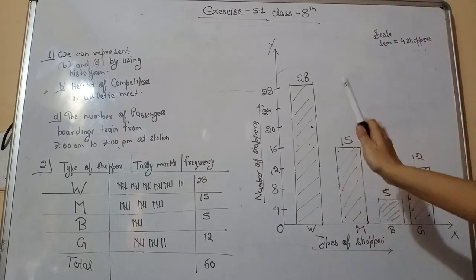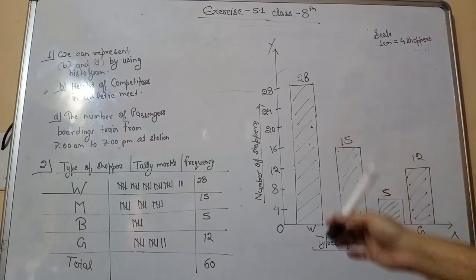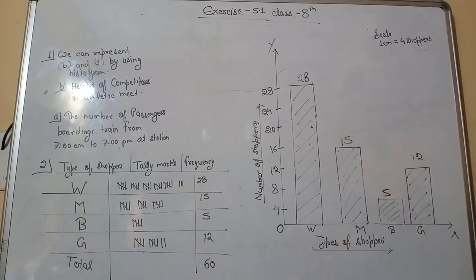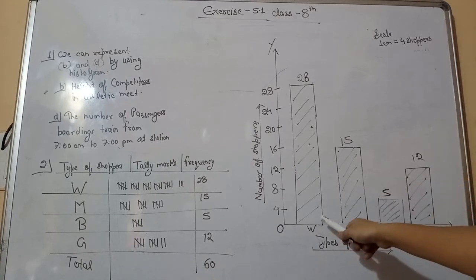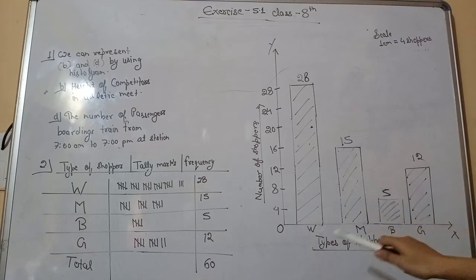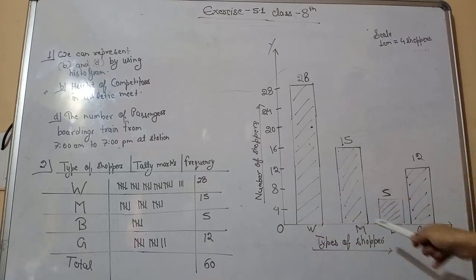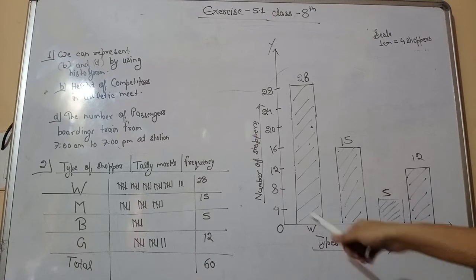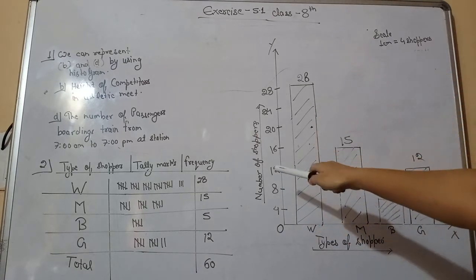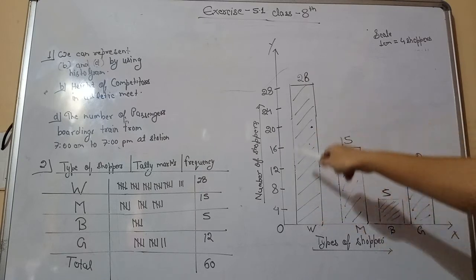On the x-axis we always represent the data which has to be classified. Here we have to classify how many women came, how many men, boys and girls. So the x-axis will represent the type of shoppers. Similarly, the number by which we classify the given types is represented on the y-axis. So the number of shoppers means how many shoppers came.